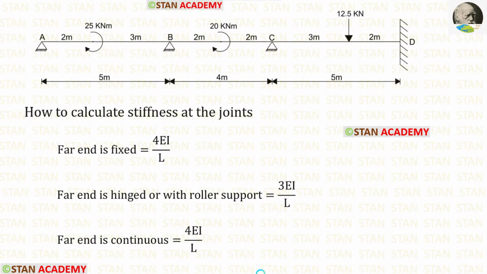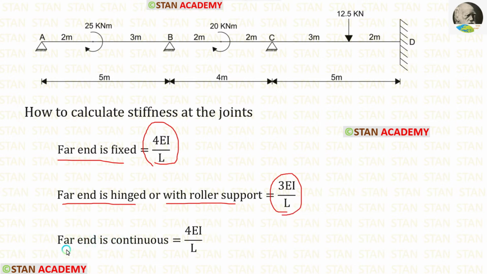In Kani's method, we have to find the rotation factor. To find the rotation factor, we have to calculate the stiffness. Let us see the formulas to calculate the stiffness. If the far end is fixed, the formula is 4EI upon L. If the far end is hinged or with roller support, the formula is 3EI upon L. If the far end is continuous, the formula is 4EI upon L.